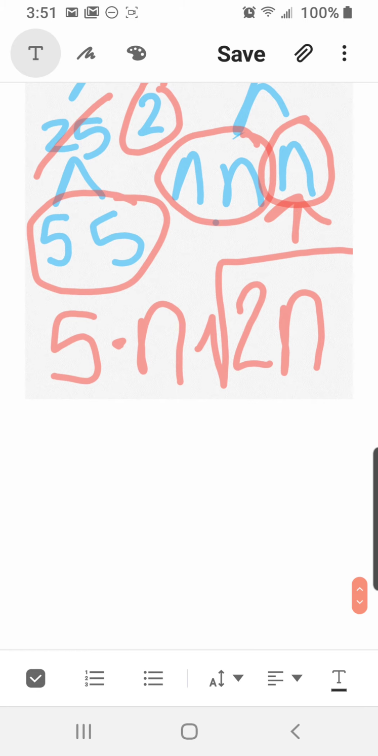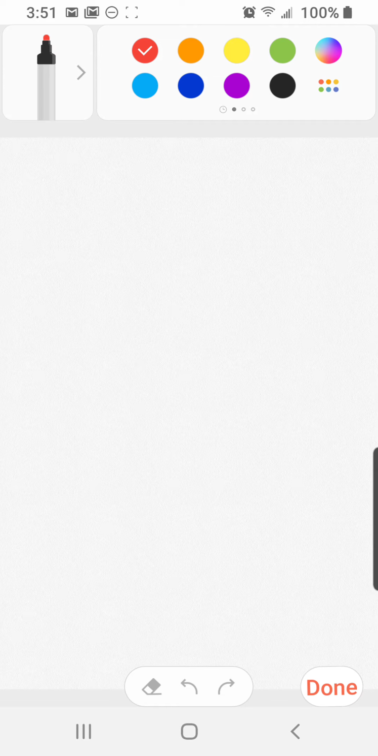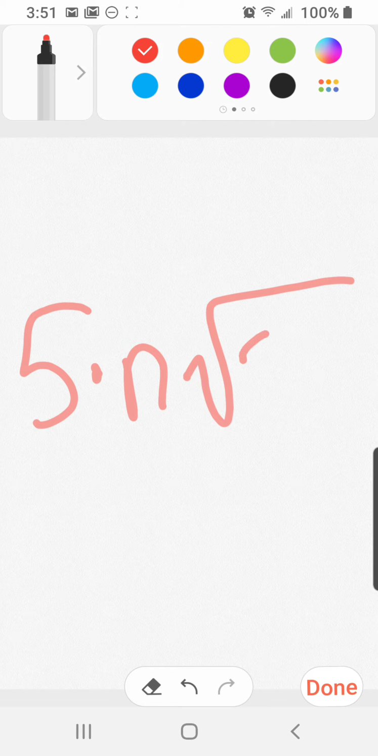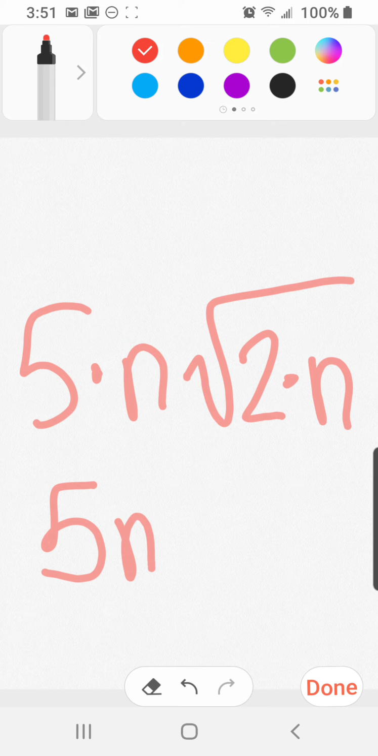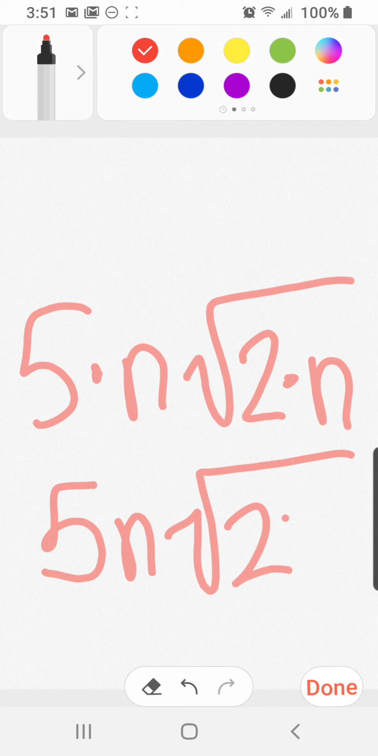So now my last step is just to multiply. Mi último paso es multiplicar. So I've got 5 times n, square root of 2 times n, and we just end up with 5n square root of 2n. Solo multiplico 5 por n, 5n, 2 por n, 2n, y tengo 5n, la raíz cuadrada de 2n. So that is my final answer.